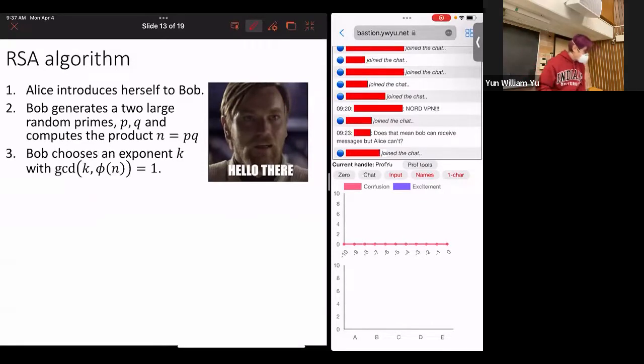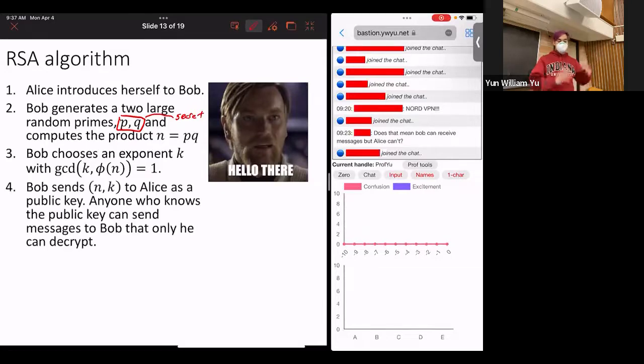So this here is the secret. This is the secret that only Bob knows. Bob then chooses another number, k, whose greatest common divisor with phi of n is equal to 1. Because Bob knows the prime factorization of n, he also knows what phi of n is. So Bob chooses an exponent k, where the greatest common divisor of k and phi of n is equal to 1. And then Bob sends this pair, n and k, to Alice as a public key. In fact, he can publish it to the world. He can be like, hey world, if you want to send me messages, send them using this particular public key, n and k.